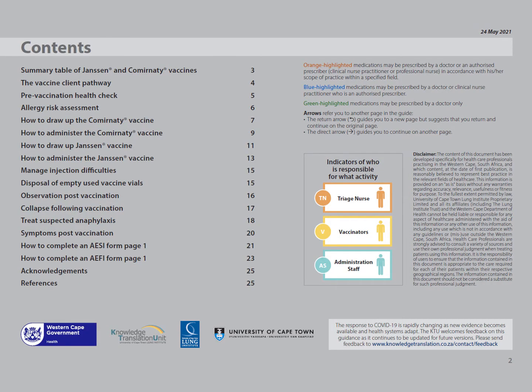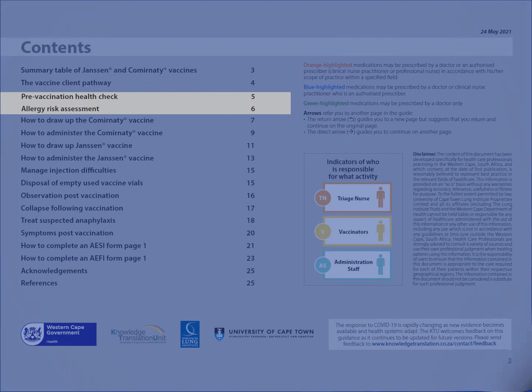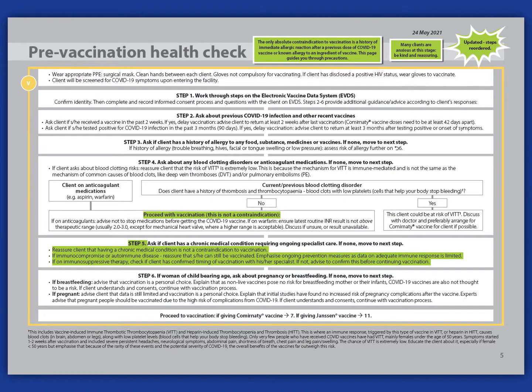Where do you find the pre-vaccination health check and the allergy risk assessment? The contents page of the job aid directs you to page 5 and 6. Let's turn there now. This is page 5 of the job aid, and at a glimpse you can see it's been recently updated. Let's take a closer look at these stamps at the top of the page.